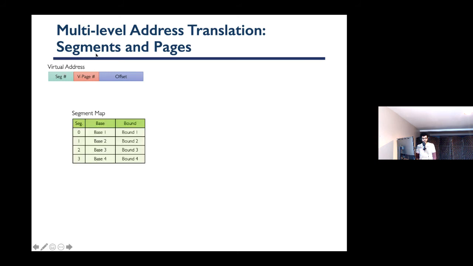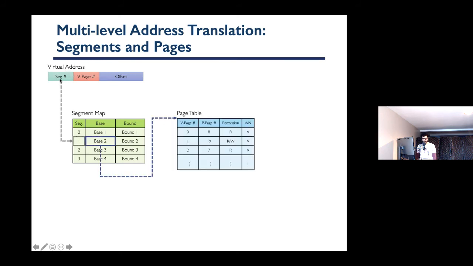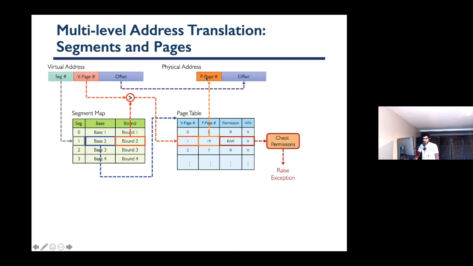So basically you have your segment map or your segment table. You use the first bits as segment number. You get a base which points to a page table. And then you have a bound. You check your bound with your virtual page number, and you use your virtual page number to index into this page table. And here you have your translation from virtual page number to physical page number, and the rest of the story should be familiar to you. And then you can also check the permissions and stuff.